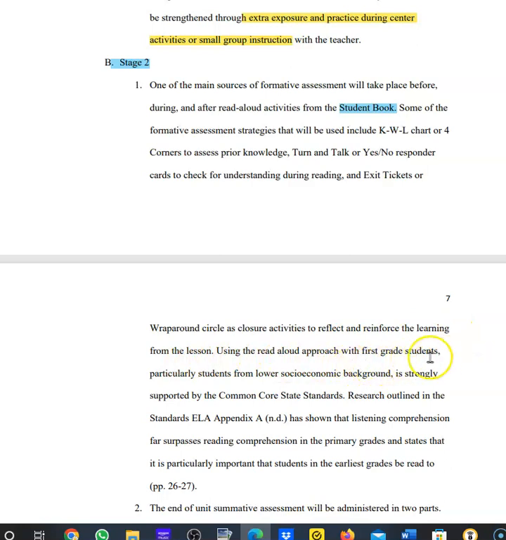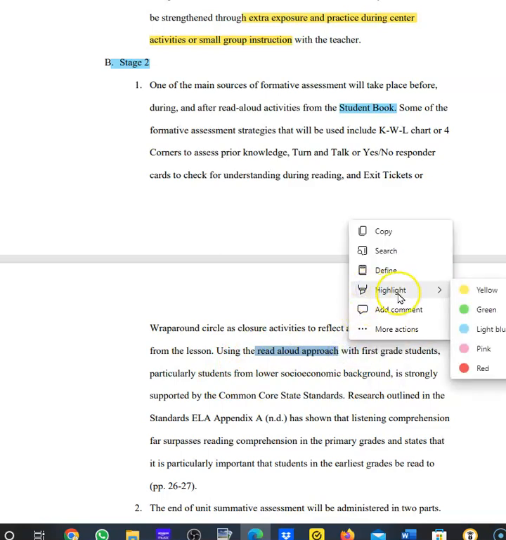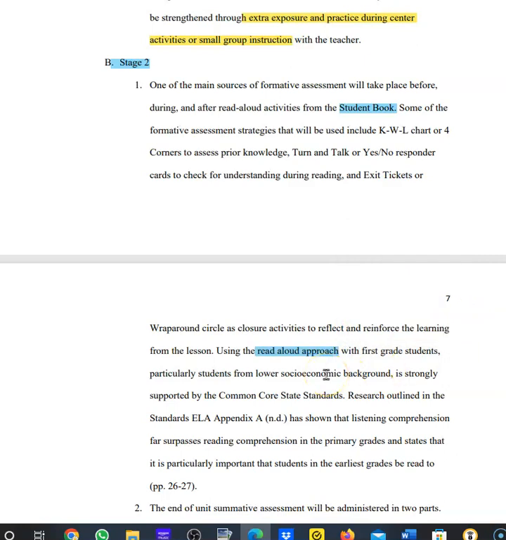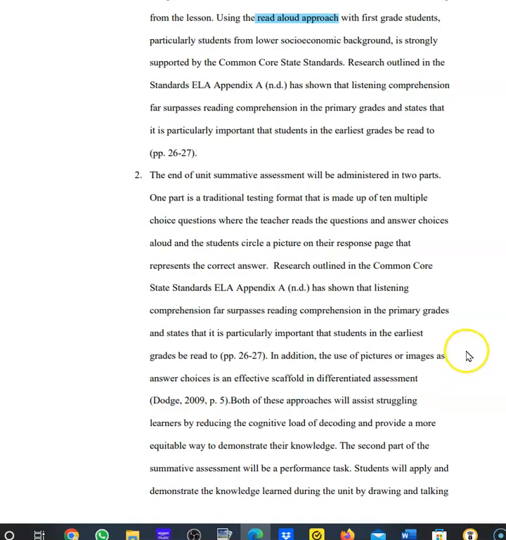Using the read aloud approach from first grade students, particularly students from the lower socioeconomic background, is strongly supported by the Common Core state standards. Research outlined in, and then they go on and quote. This needs research. All right, Stage 2, formative, must have a research citation that supports the type of formative. It's not just you need a formative to measure such and such. No, this is specific. And it's very, very, see, it says the read aloud approach. That is what she's going to cite. And that's why it is so very important that you have in your literature review these strategies, because these need to be from your literature review, the research. Okay, so that was number 1, formatives.